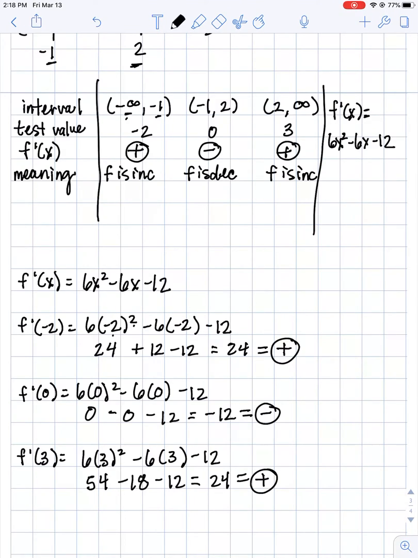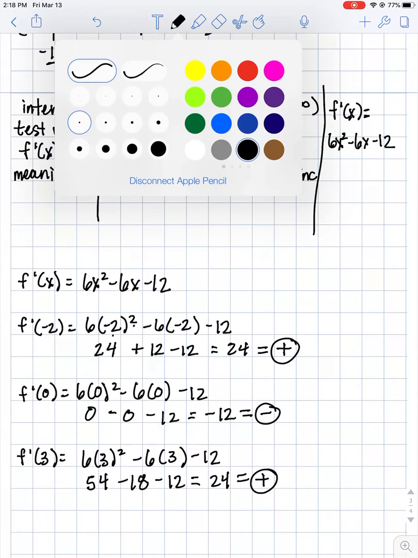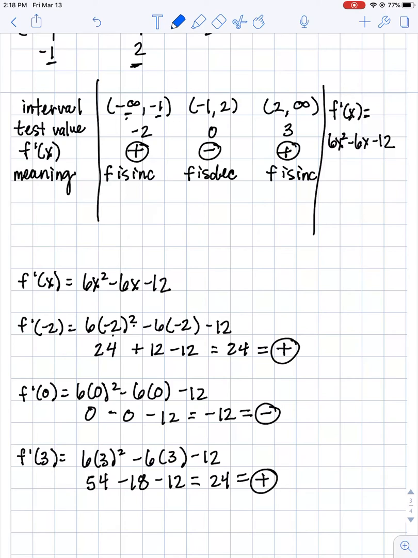Okay? So, let's think about this, guys. Let me get another color so I can hopefully make this make sense. If I'm increasing and now I'm decreasing, I clearly have a maximum, which means x equals -1 is a maximum. How do I know? Because I went from increasing to decreasing, which means maximum.